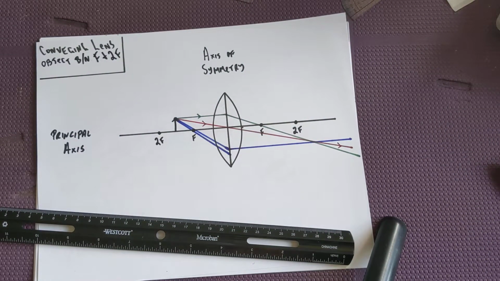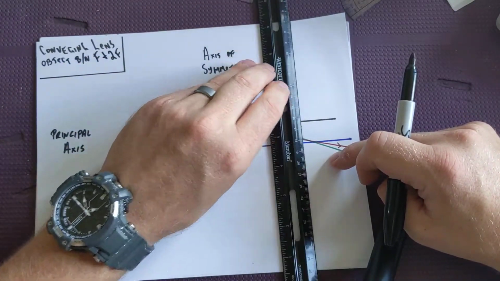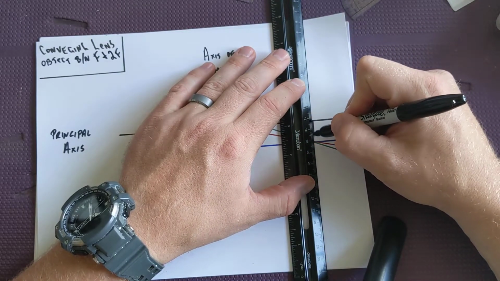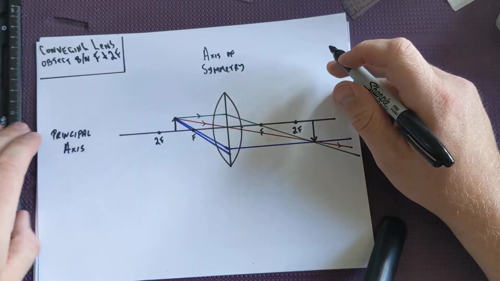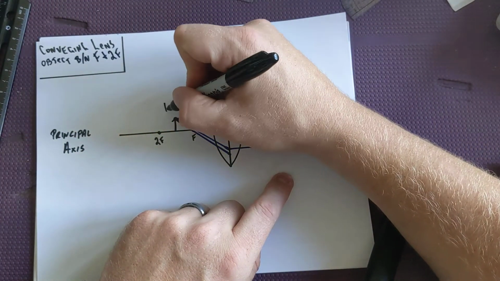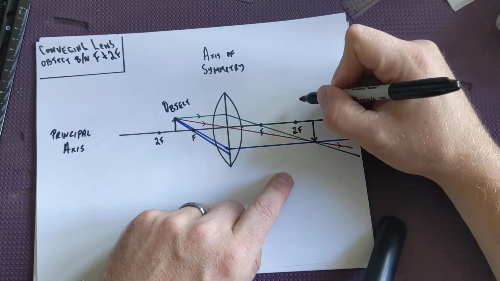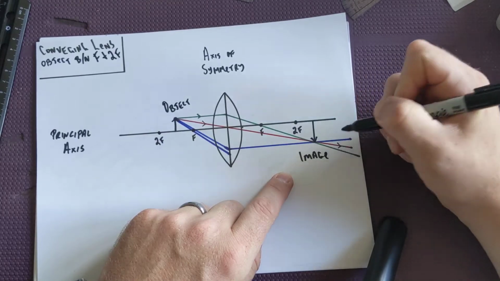And you'll notice that our rays converge right here on the other side of the lens. So this is our object. This is our image.